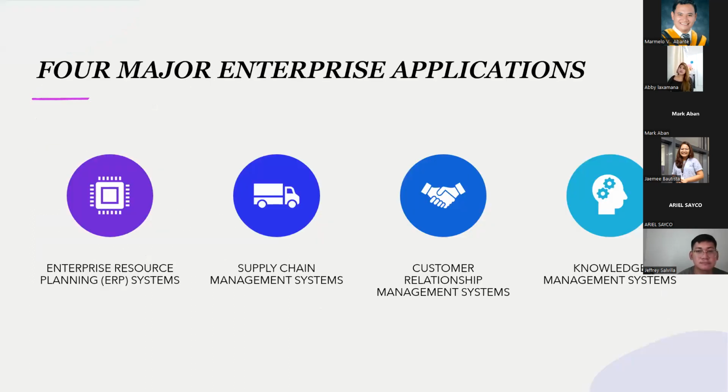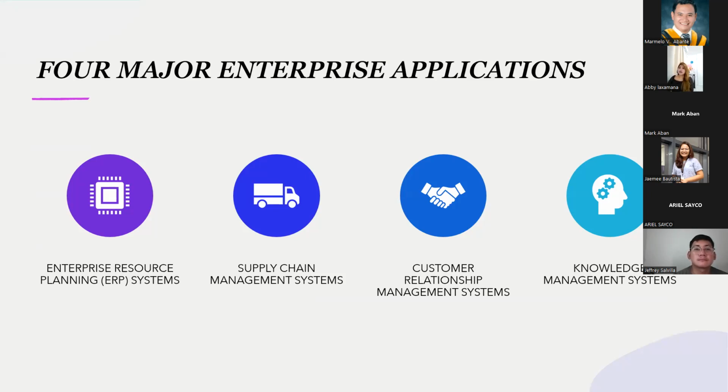So we have four major enterprise applications. Number one is the enterprise resource planning system. Firms use enterprise systems, also known as ERP systems, to integrate business processes in manufacturing and production, finance and accounting, sales and marketing, and human resources into a single software system. So information that was previously fragmented in many different systems is stored in a single comprehensive data repository where it can be used by many different parts of the business.